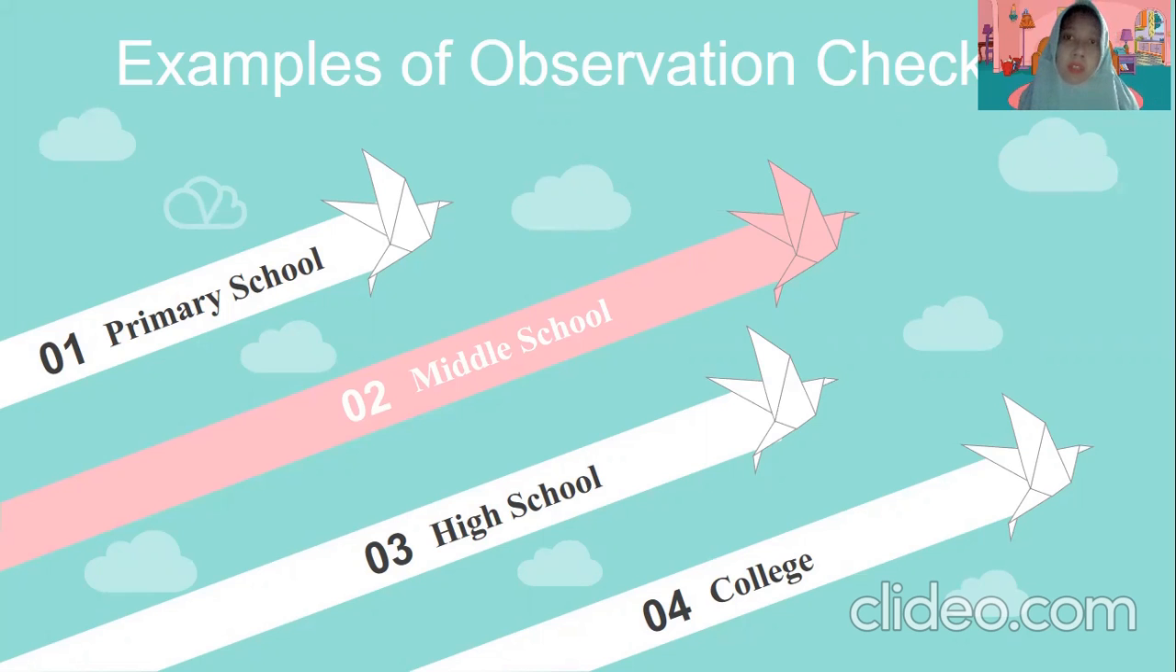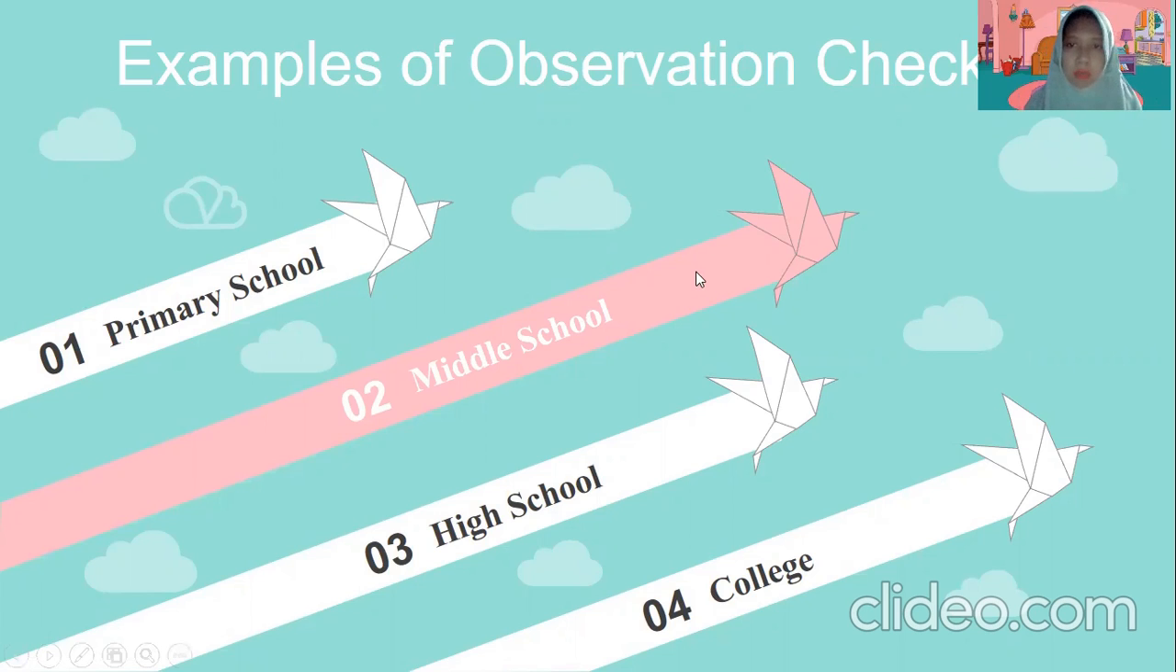I would like to continue Bu Ali's presentation about examples of observation checklists and how we create our own observation checklist. Here, there are 4 types of observation checklists as examples. The first is the observation checklist used for primary school, then middle school, then high school, and the last example is for college or university.